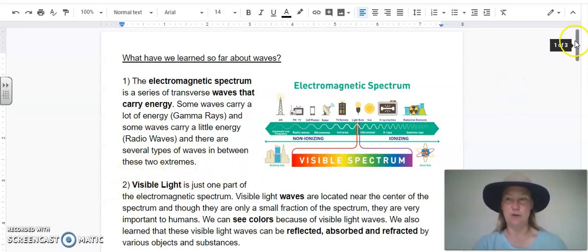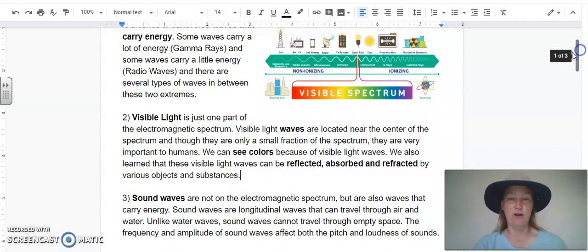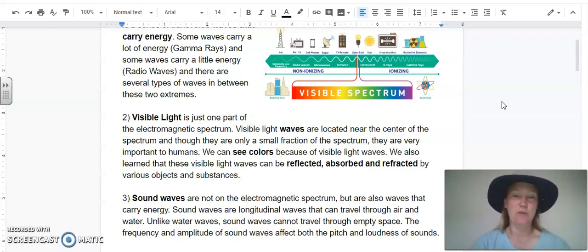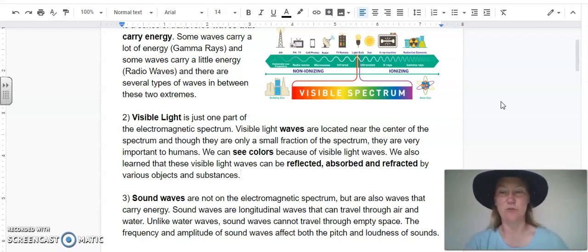We also learned about visible light. It's just one part of the spectrum, just this tiny little sliver right here. But visible light waves are really important to humans. They allow us to see colors, and it's because of these visible light waves that we can see anything at all. We also learned that these visible light waves can be reflected. They can bounce off things. They can be absorbed, soaked up by materials, and they can be refracted, which is bent. When they move from air to water, for example, we saw that straw that looked kind of like it was broken. So light can do some really cool stuff.